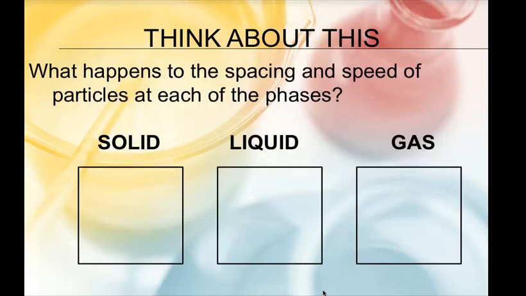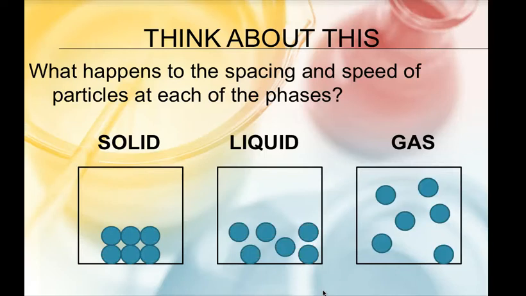Alright, let's go through the phases of matter. Again, this is just a review. These are called particle diagrams. You should understand and be familiar with them. Here's the difference between a solid, a liquid, and a gas. Notice the only difference between substances that are in the solid, liquid, and gas phase is the distance between the particles. Going from a solid to a liquid or a liquid to a gas, these are all physical changes.